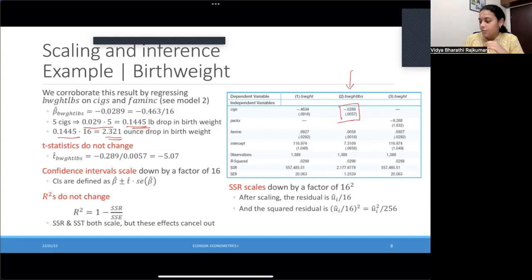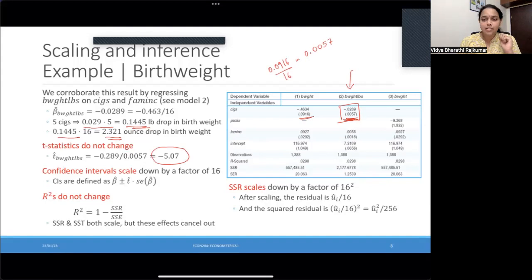And maybe this is something that you can check out. Turns out 0.0916, which is the standard error in the first case, divided by 16 should give you 0.0057, which is the standard error in the rescaled case. Beta hats and standard errors will change in the same manner, will scale in the same manner. And therefore, our t statistic does not change. It's the same as before. So our inference remains as it was earlier.